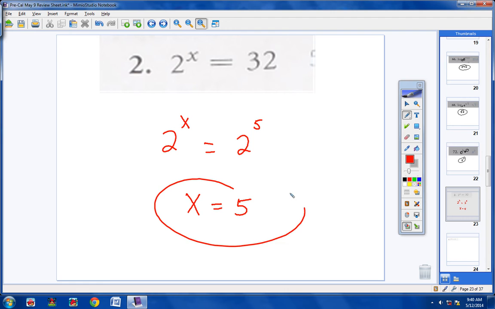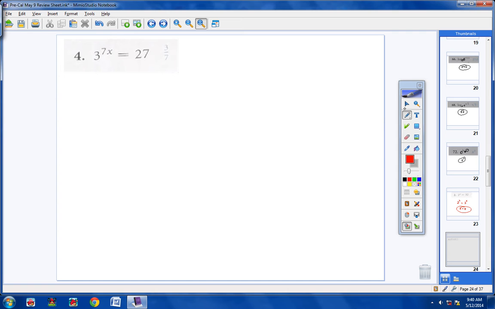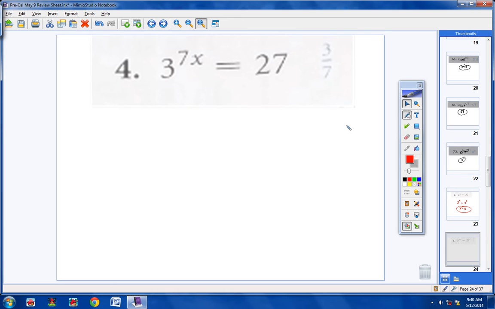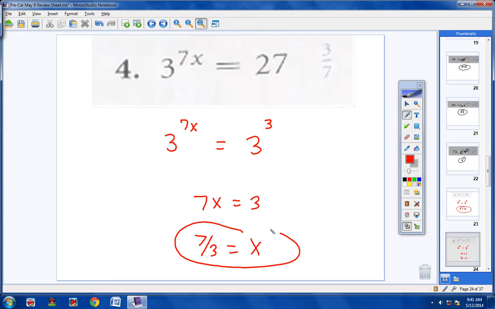I think I gave you one of those on your test. All right. Now, next problem. Oh, this is pretty easy too. I mean, look, you can definitely write both sides with the same base. 3 to the 7x equals 3 to the what power? 3 times 3 is 9 times 3 is 27. And now I have the same base on both sides, so I simply take my exponents, set them equal, divide both sides by 3, and I'm going to get 7/3 for my answer. Or you can put 2 1/3, or you can put 2.3 repeating. Either way is fine.